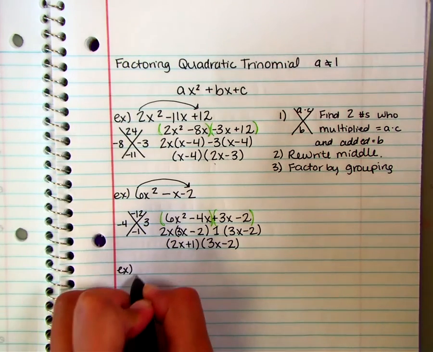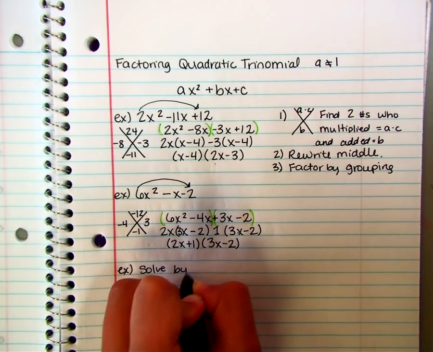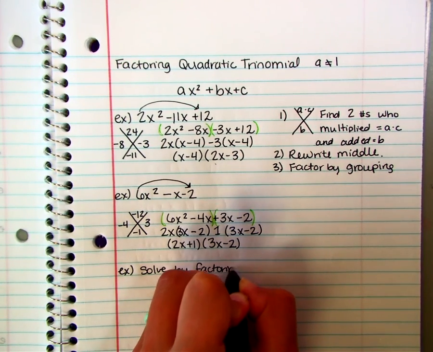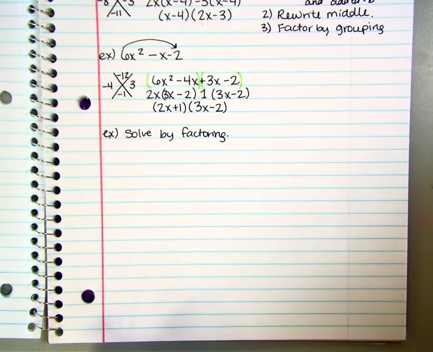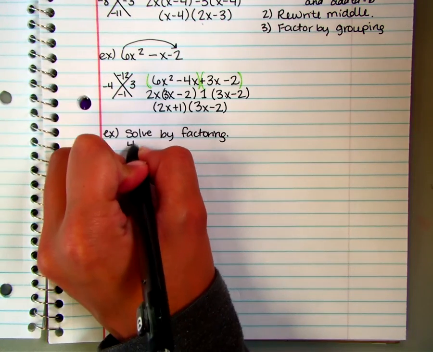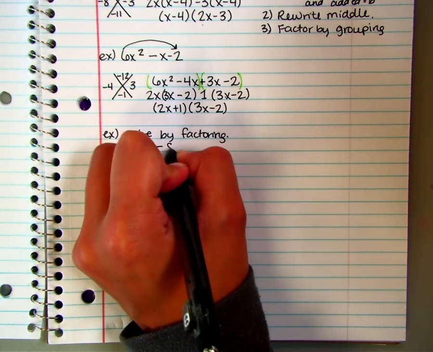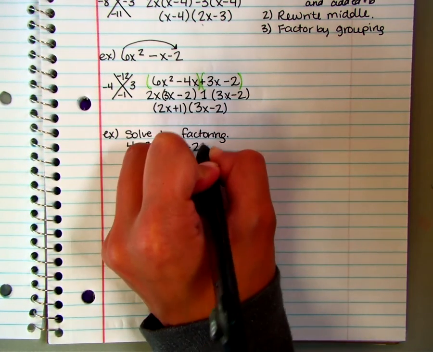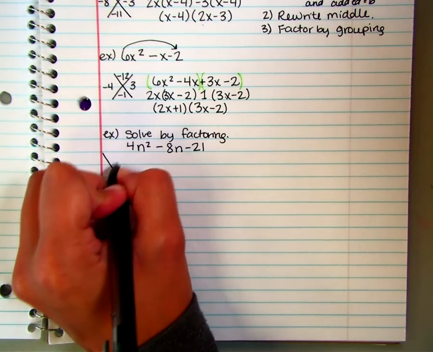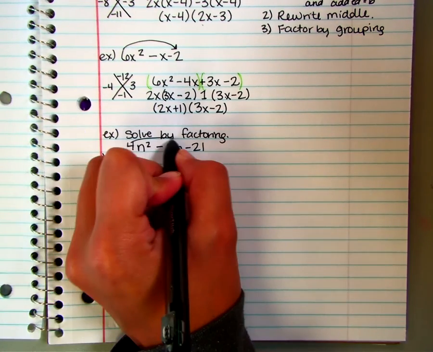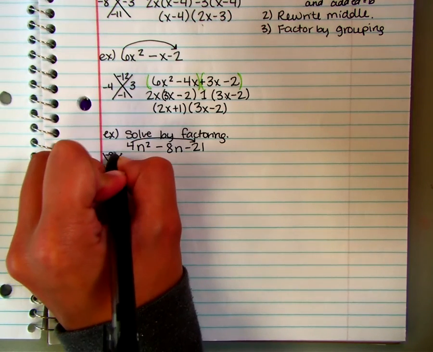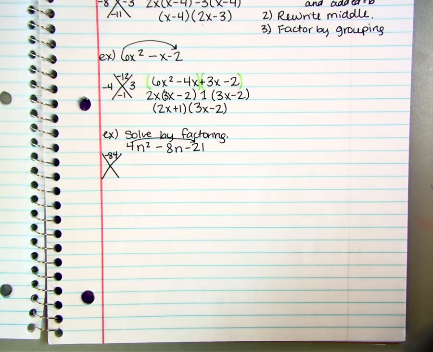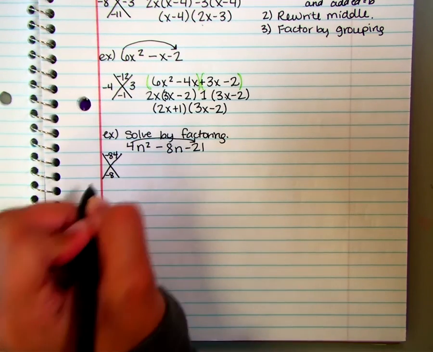Next, we're going to solve by factoring. When we solve, what we're finding are the x-intercepts, so where it crosses the x-axis. For this example, we'll start with 4n squared minus 8n minus 21. We will still draw our x. We're multiplying our first term times our last term. 4 times negative 21 is negative 84. That seems like a really big number. And then we've got a negative 8.